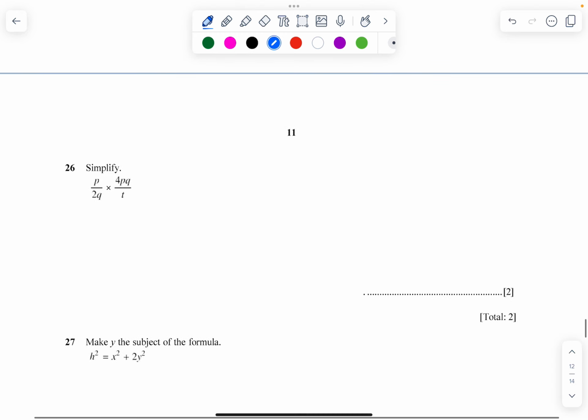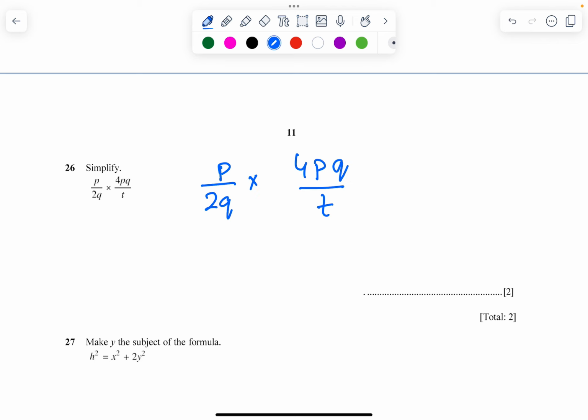Question number 26. Simplify p upon 2q times 4pq upon t. So what is that? Only q and q get cancelled. 2 times 1, 2 times 2. So what is that answer? It's going to be 2p squared upon t.